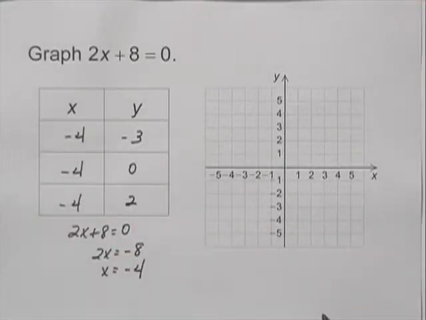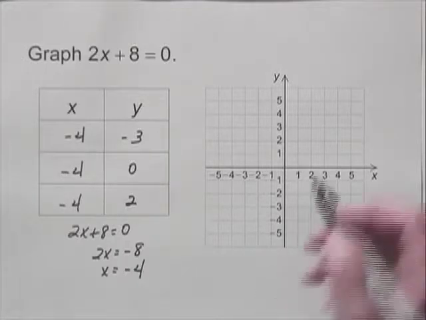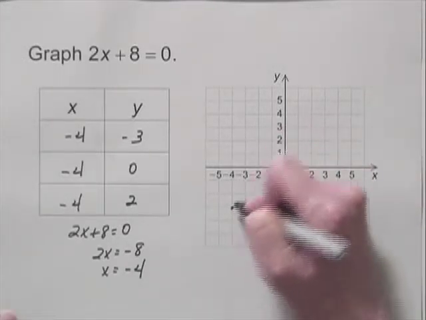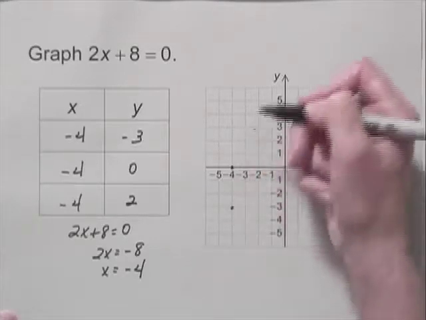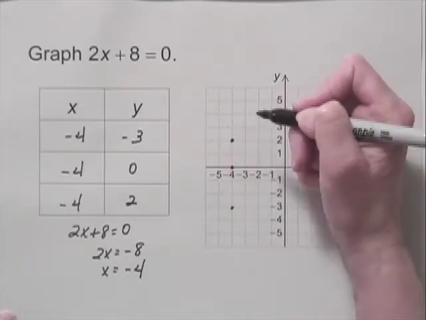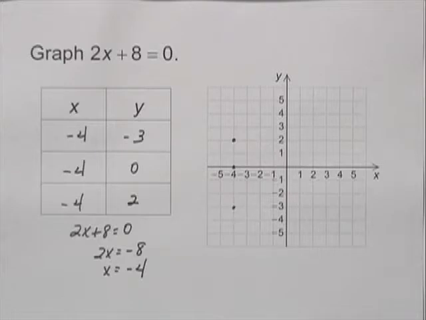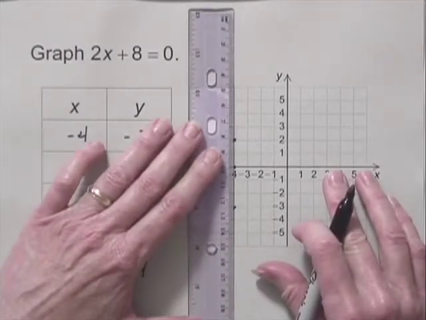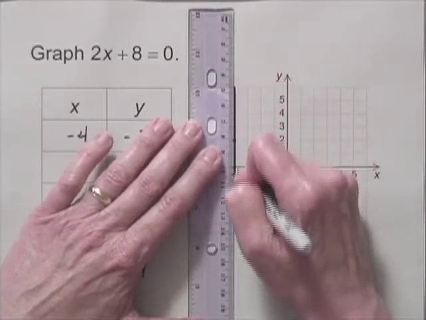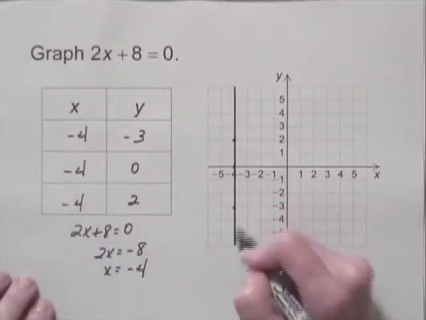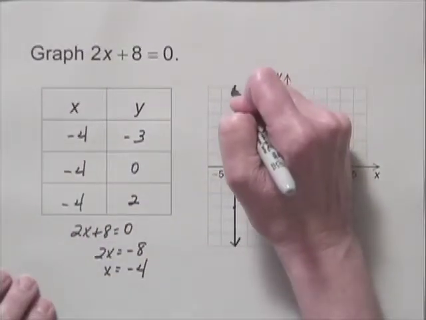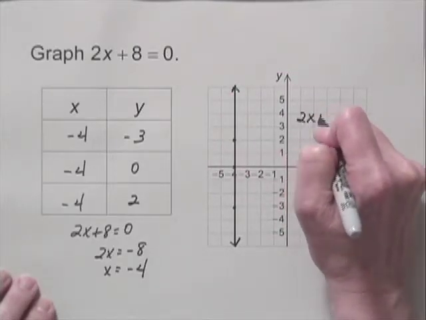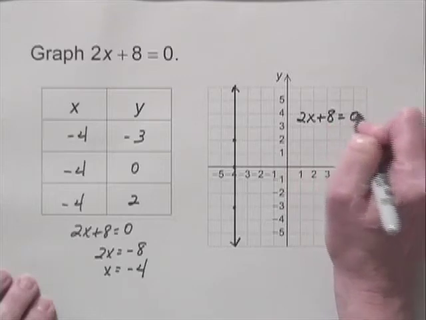So we can plot the points if we want to: (-4, -3), (-4, 0), (-4, 2). We know that this is going to be a vertical line 4 units to the left of the y-axis. And we can just draw the line. And we'll label it with the original equation, 2x plus 8 equals 0.